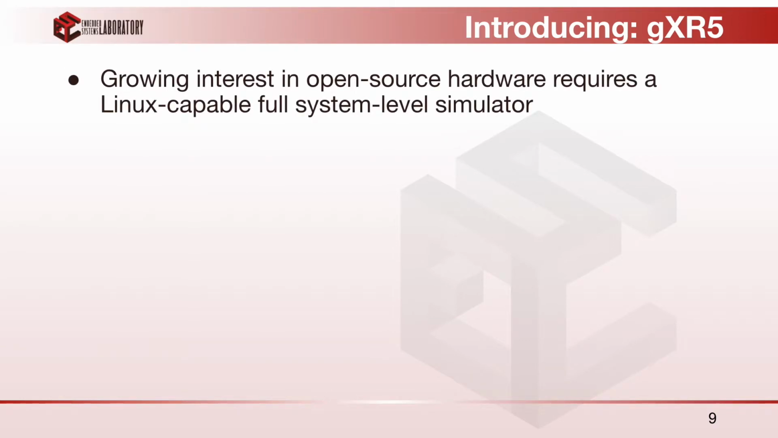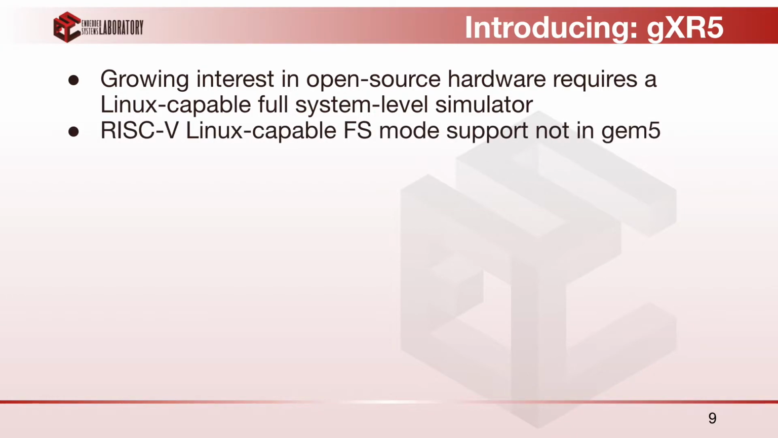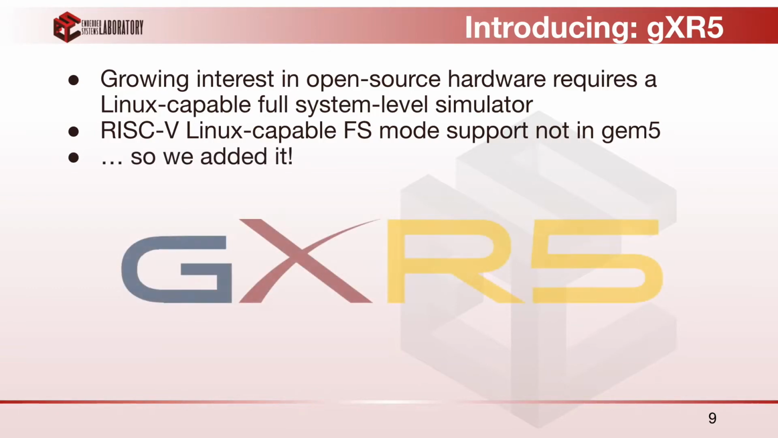Because RISC-V is entirely open source, it has none of the licensing fees associated with ARM. Therefore, the possibility of designing and fabricating your own hardware is much cheaper and easier than it would be with ARM. Unfortunately, though, full system mode support for RISC-V system-level simulations doesn't exist in Gem5 nor in Gem5-X. And so it is because of this that we created GXR5.